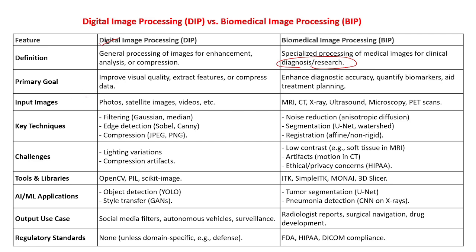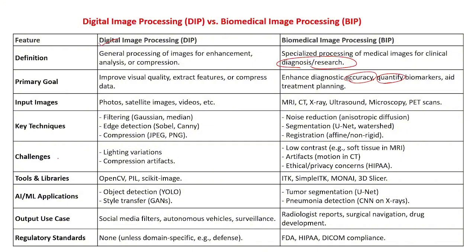So, the primary goals. Digital image processing's primary goal is to improve visual quality, extract features, or compress the data. So it is general purpose also. In the field of biomedical image processing, we enhance diagnosis accuracy, quantify the biomarkers. It is very important to quantify or detect the biomarkers in biomedical image processing, and aid treatment planning. It also helps the physicians or medical professionals to make several types of decisions about patient treatments.